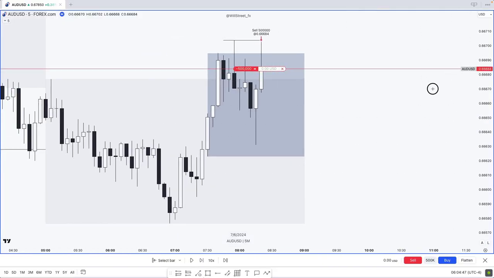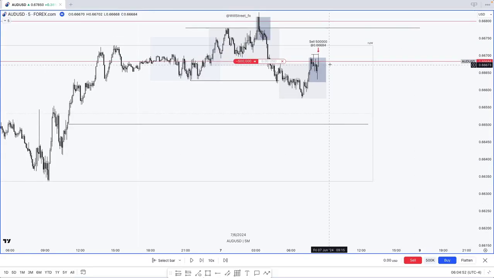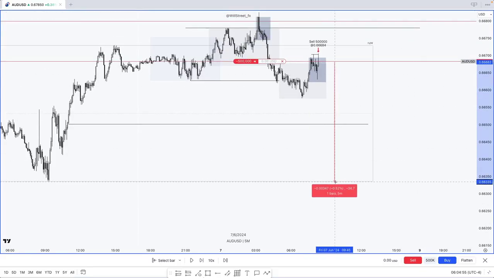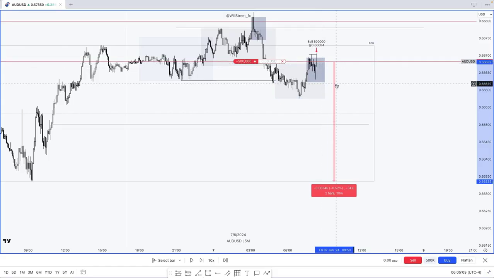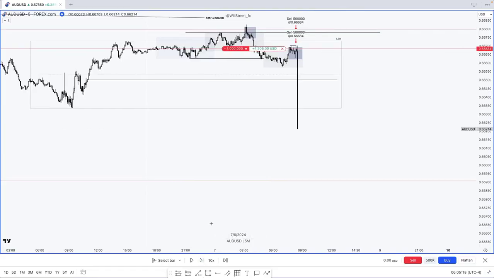What is the final target? In this case, we are greedy because this is NFP and we can look for more. This is not enough for an NFP. If this was a CPI, for instance, it is okay to find 3 pips in Australian dollar or PPI, for instance, but for NFP, we are looking at the last objective, which will be this one. So we can take partial here, but the full position will be out here.